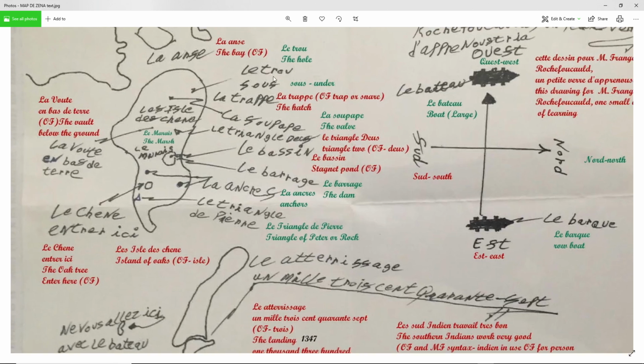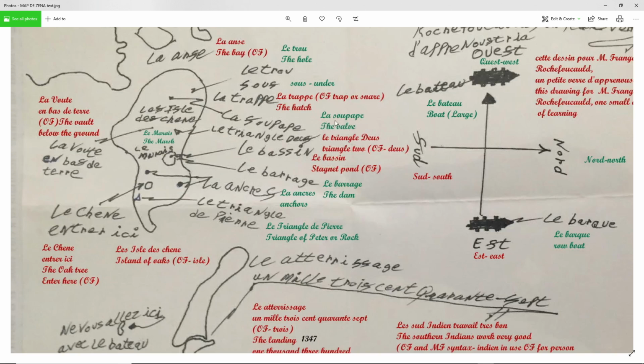Now here we get along all the landmarks that are named on the island. We have La Trou, which is the hole, and then Sus, which is under, and then La Trappe. Now this was an Old French term. It's in the Old French, but it means trap or snare. In the modern French, it means the hatch. So that was really interesting. I don't know what to make of that. But I would say it's more the hatch.